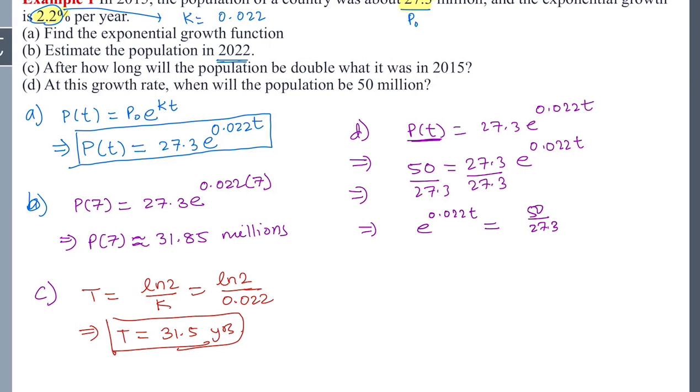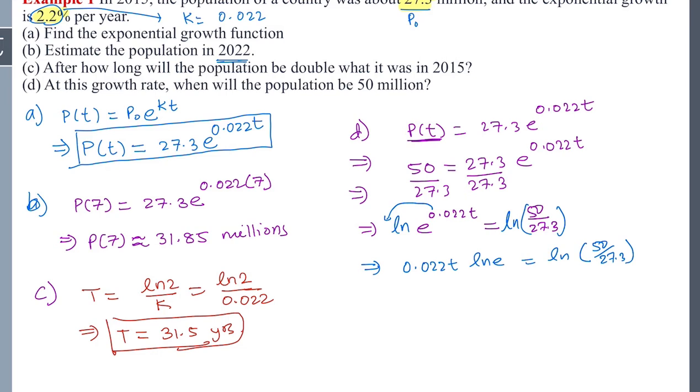Now, in order to solve this one, we know that we did the exponential equation in the previous video. So we'll just take the natural log on both sides. When we do that, the left hand side becomes, using the power rule, that exponent comes down here. So 0.022t natural log of e equals natural log of 50 divided by 27.3.